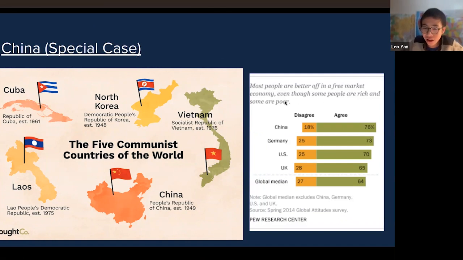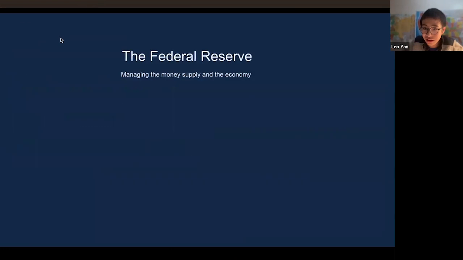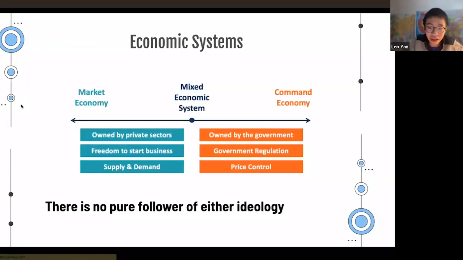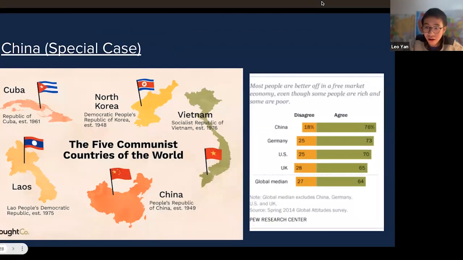But now let's look at the figure on the right. 76% of Chinese believe that most people are better off in a free market economy. And this actually is the direction that the country is following right now. They are currently looking for investment with private companies. So even though China claims to be socialist and they do have a lot of socialist programs headed by their government, they're still heading in a capitalist direction.